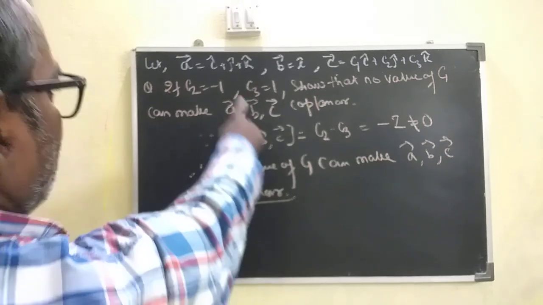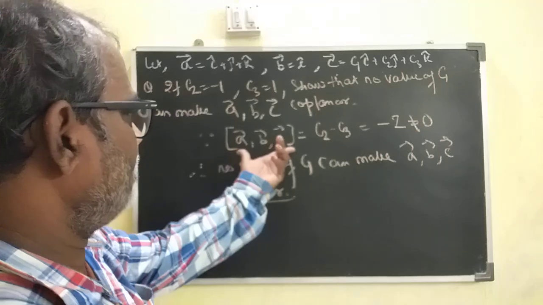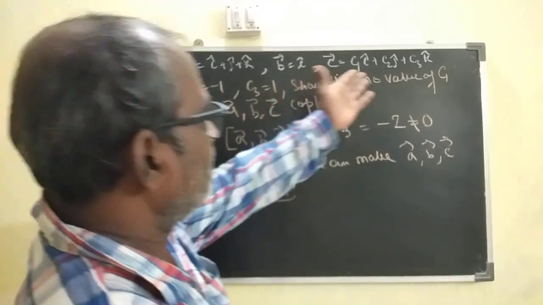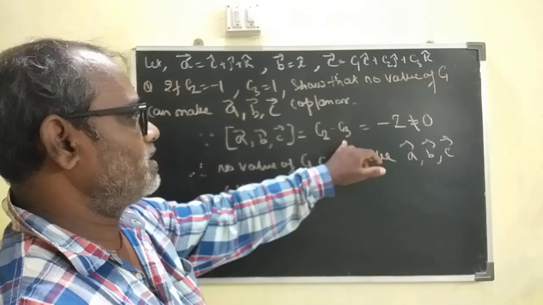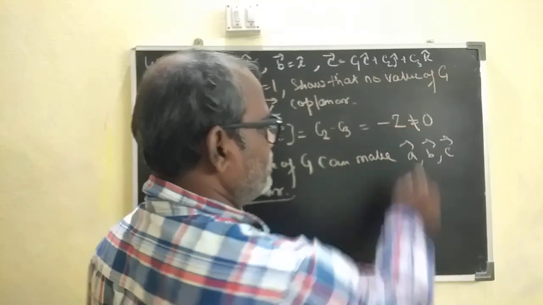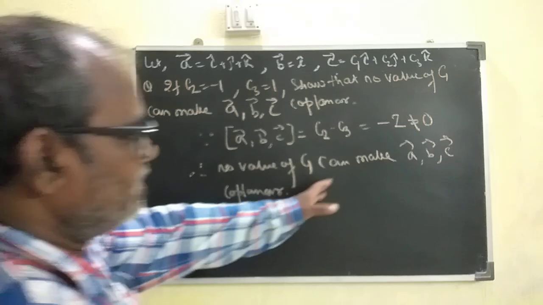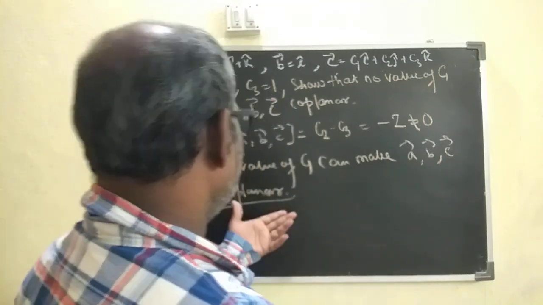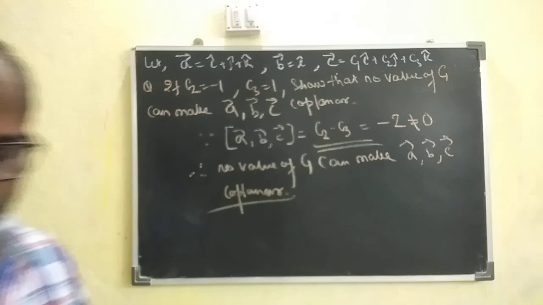This is the second part of this question. Already in the previous question we have done that if ABC are coplanar, then det of ABC equals C2 minus C3, which is equal to minus 2, and minus 2 cannot be equal to 0. Hence, no value of C1 can make ABC here coplanar because we don't have any C1 over here.